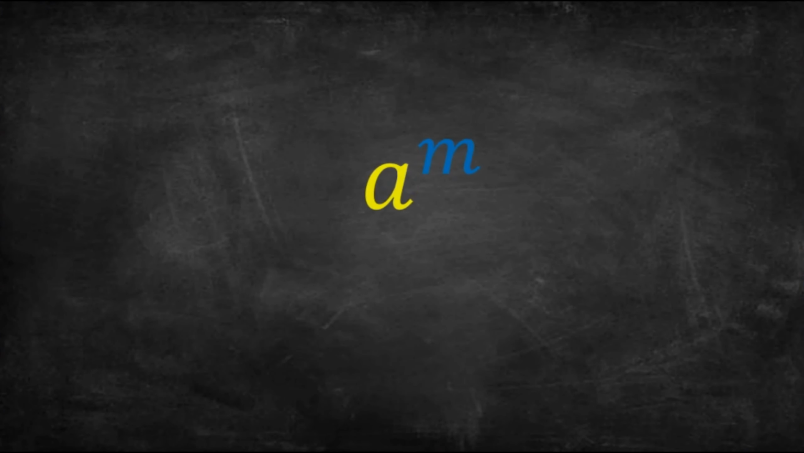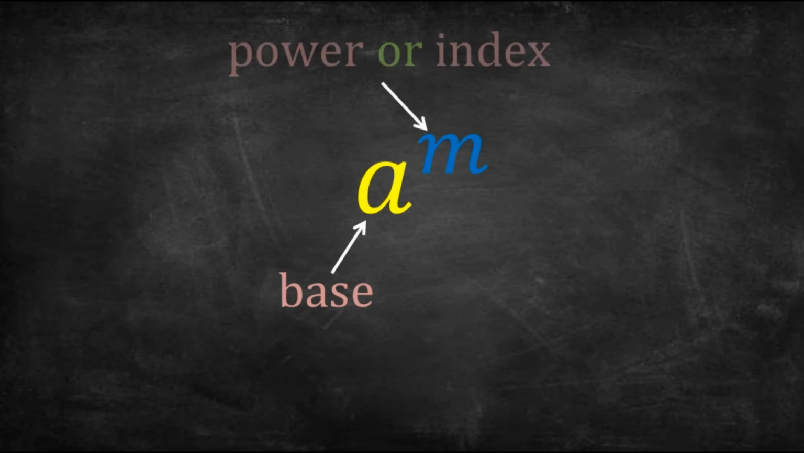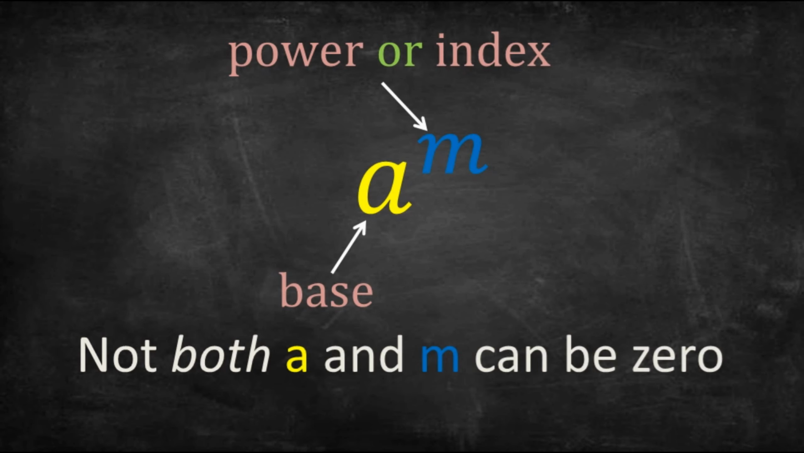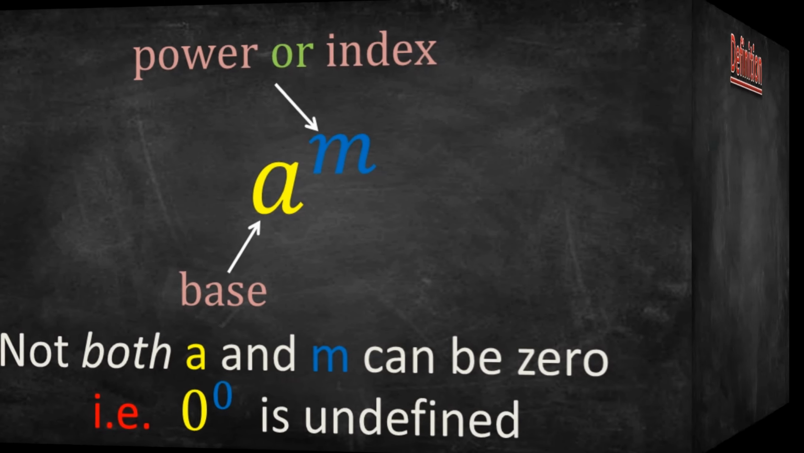When we write a number in the form a to the m, a is called the base, and m is called the power or index. Not both a and m can be 0. In other words, 0 to the 0 is considered to be undefined.